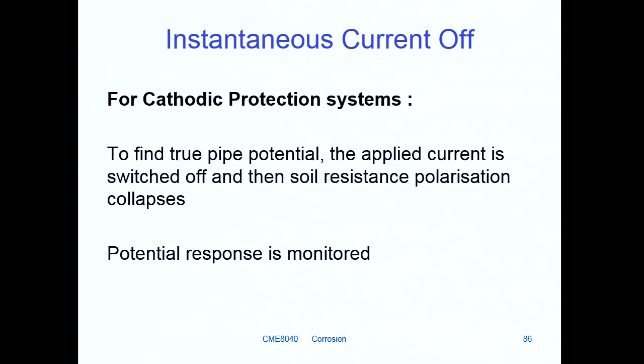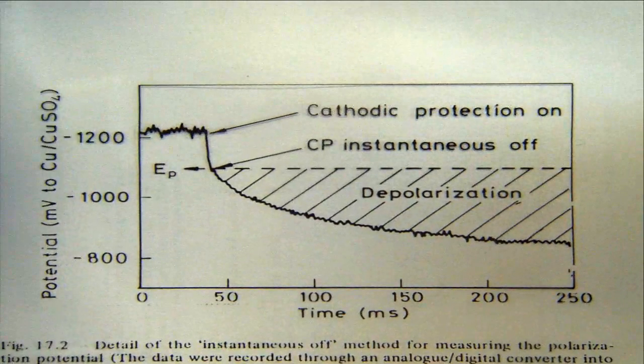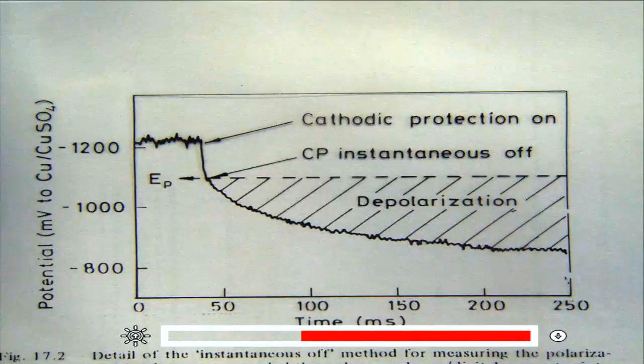And what happens is that when you switch the cathodic protection system off, you then get a drop in potential, and I'll show you what that looks like. So it looks a bit like this.